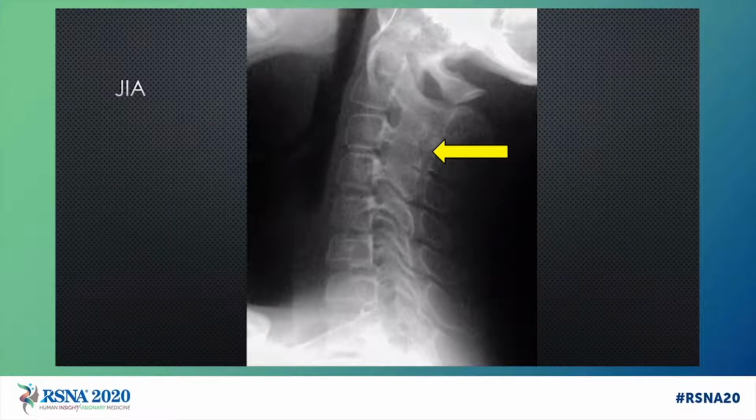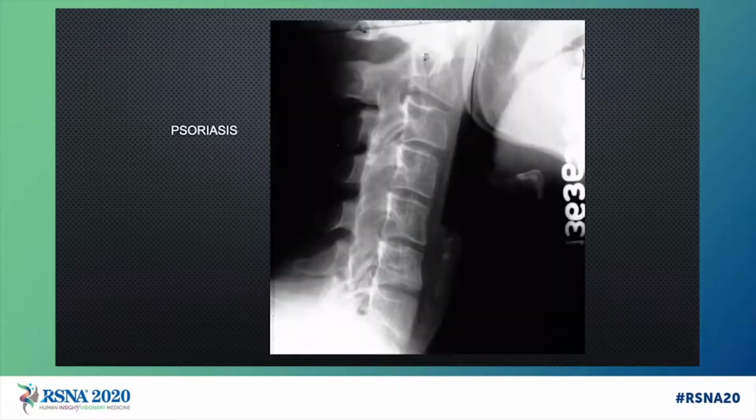So typically, infection is usually involving a single joint, more likely, whereas in other arthritis, multiple joints are involved. This is an example in JIA of fusion of facet joints proximally, and in psoriasis, diffuse fusion of facet joints.